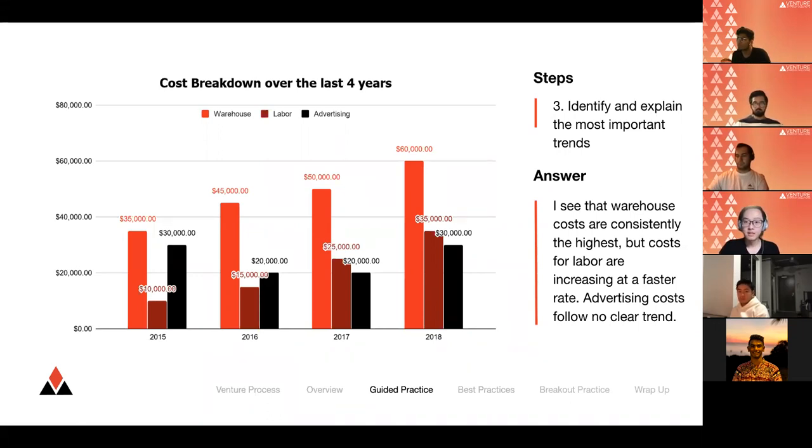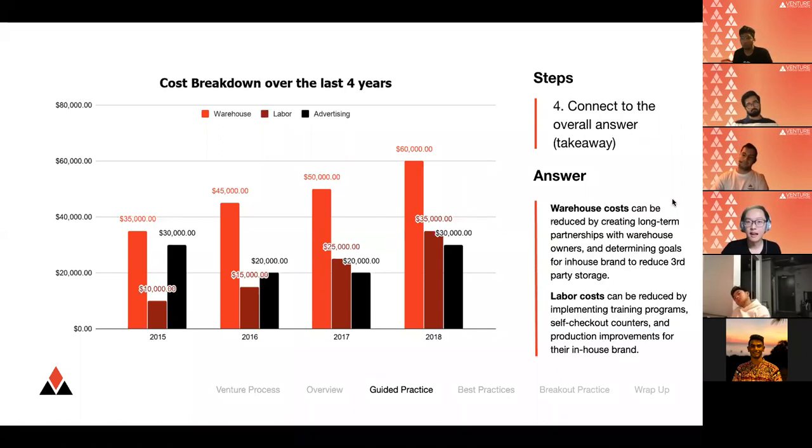So once you've done this, again, this is like a B+ answer, but we need to know why this graph matters. We're giving it to you for a reason. So you have to assess and connect it back to the overall answer and provide a takeaway. So here we clearly know that warehousing costs and labor costs are 2 of the biggest issues here. You could suggest ways we can mitigate those costs, or you can suggest that we should look into warehouse costs even more by breaking it down even further. But I think providing suggestions here would be a good way to continue.